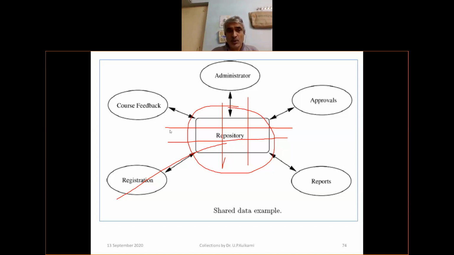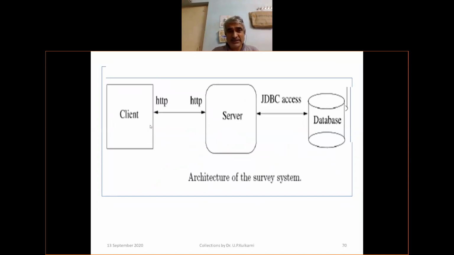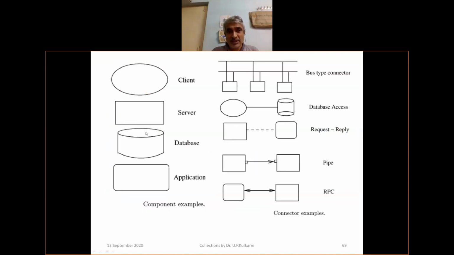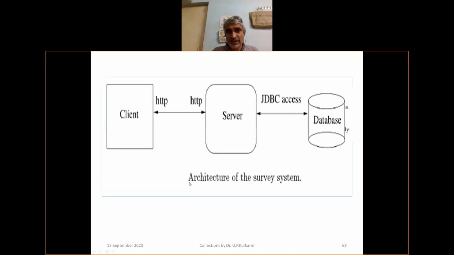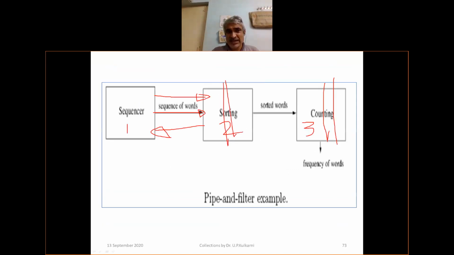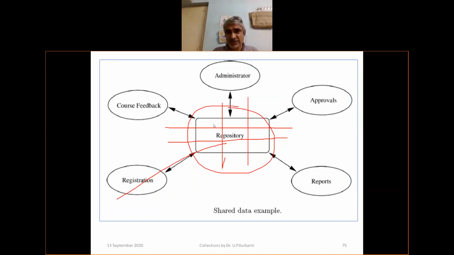So registration, what is this oval? What does the oval represent? Here the oval represents a client. This is an application. So these clients connect with the application for exchange of information: registration, course feedback, administrators, approvals, reports. Your admission needs to be approved. Who will do that? You register, then approvals will be done later. This is an application repository and acts as an application. This is the shared data example for an architecture diagram.